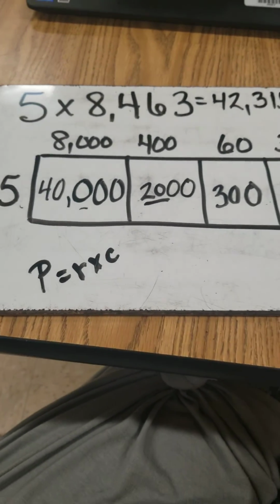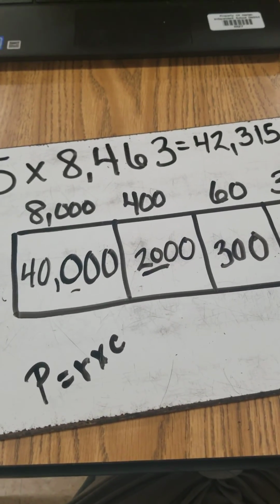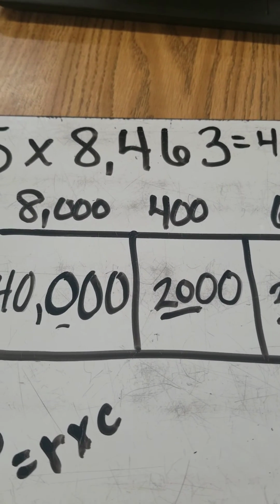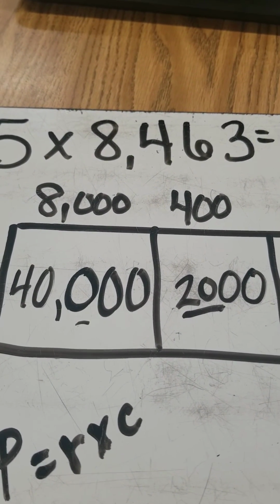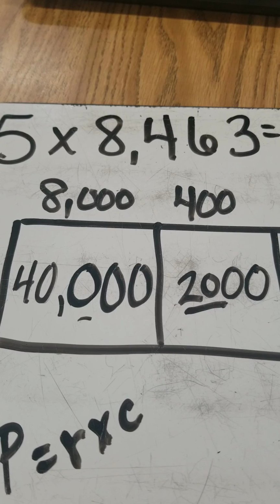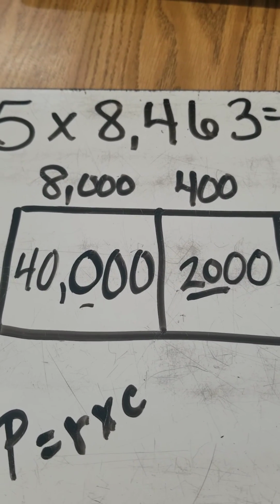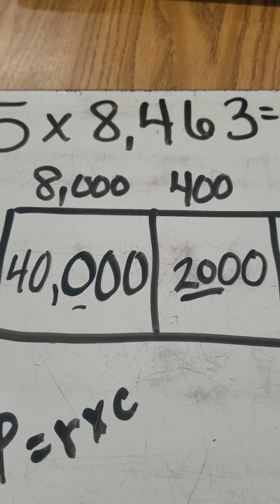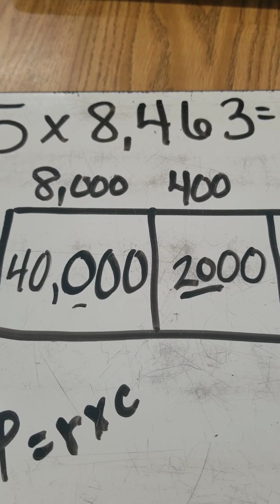Always remember when using an area model for multiplication that you expand the multi-digit number, multiply each section, and then add your partial products to get your final product.